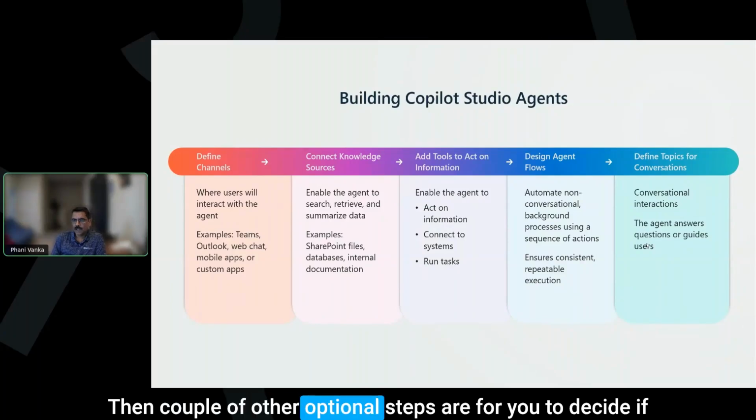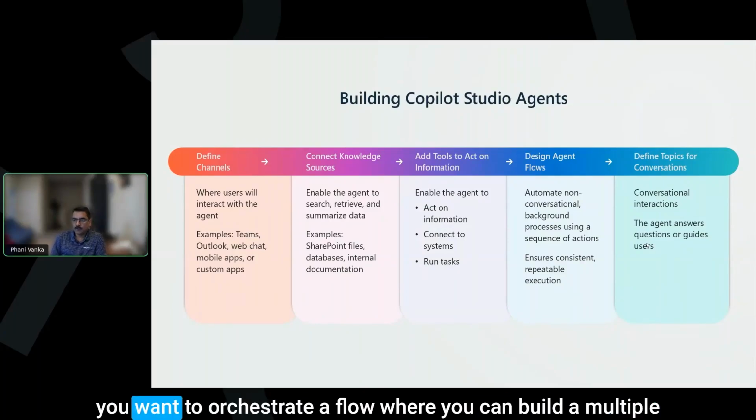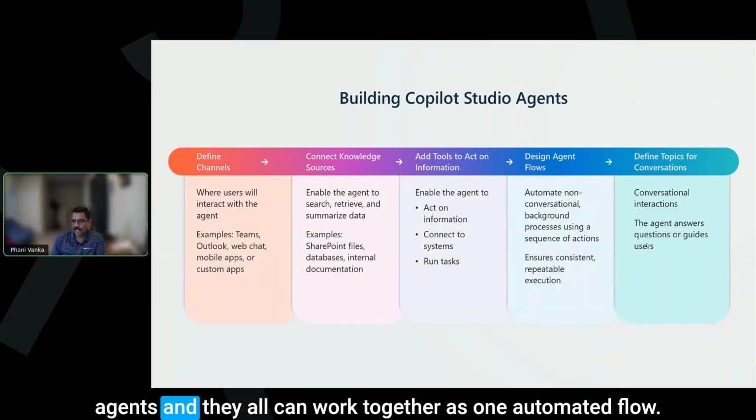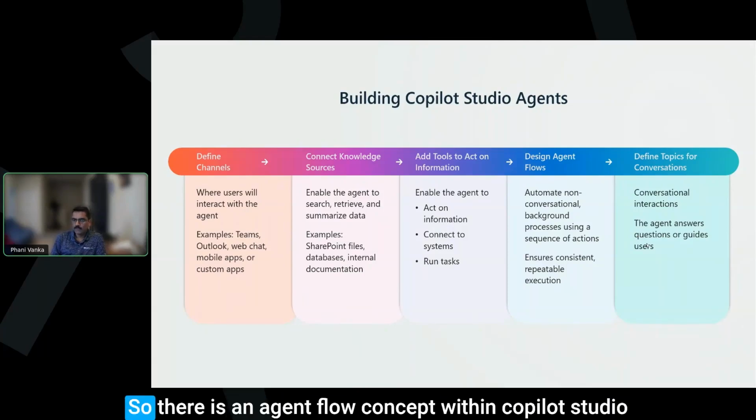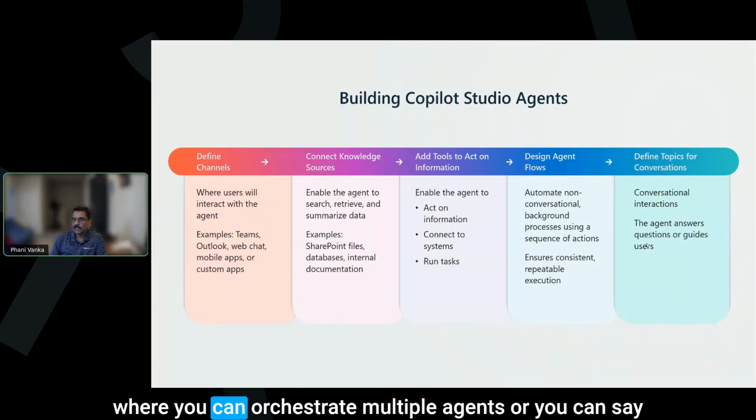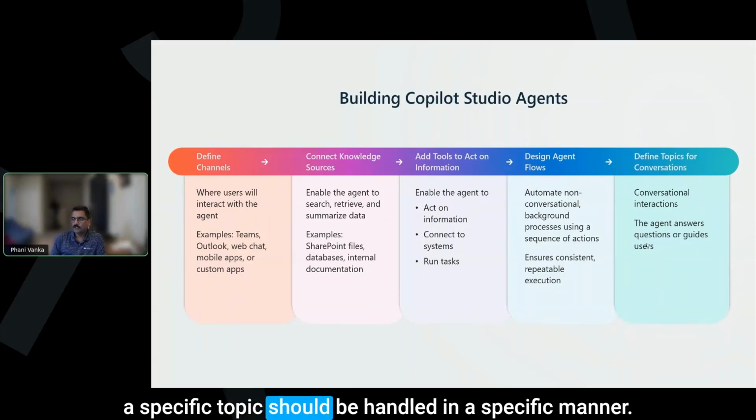Then a couple of other optional steps are for you to decide if you want to orchestrate a flow where you can build multiple agents and they all can work together as one automated flow. There is an agent flow concept within Copilot Studio where you can orchestrate multiple agents. Or you can say a specific topic should be handled in a specific manner.